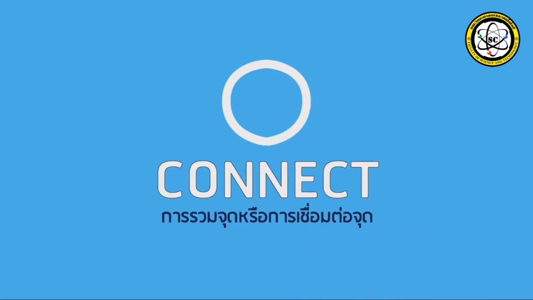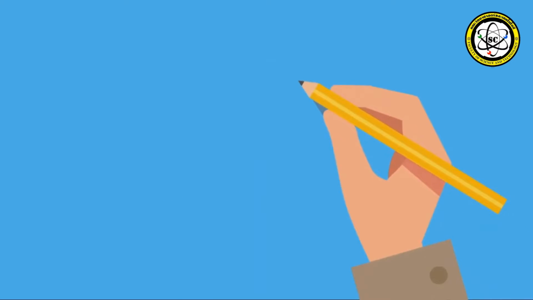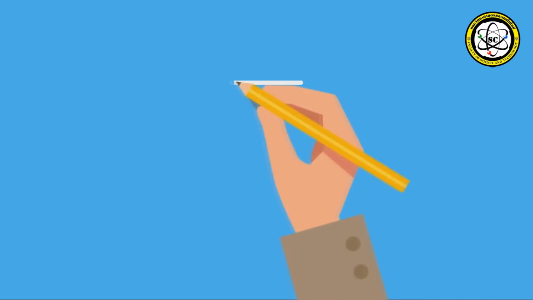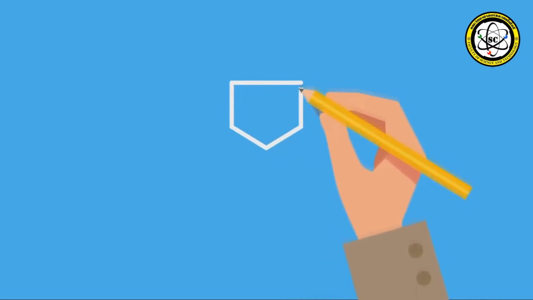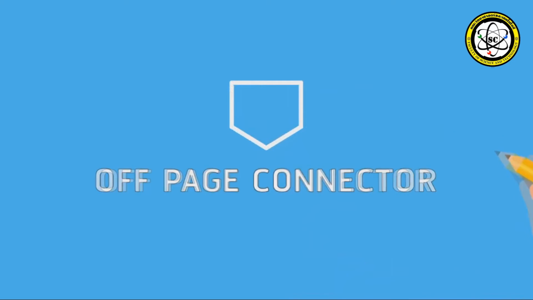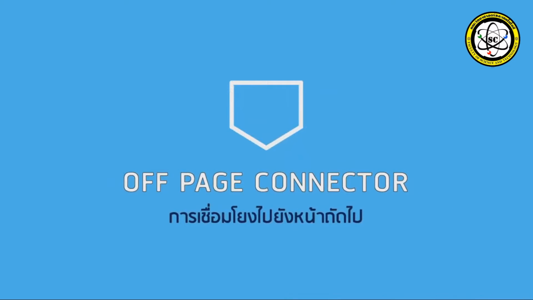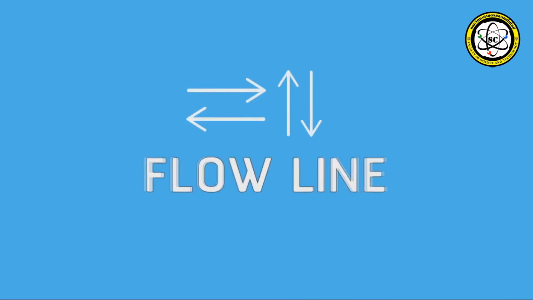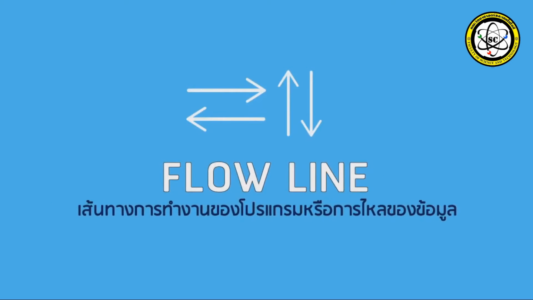Connectors, pairs of on-page connectors, are used to replace long lines on a flowchart page. Off-page connector. An off-page connector is used when the target is on another page. Flowline shows the process direction. Each flowline connects two blocks.